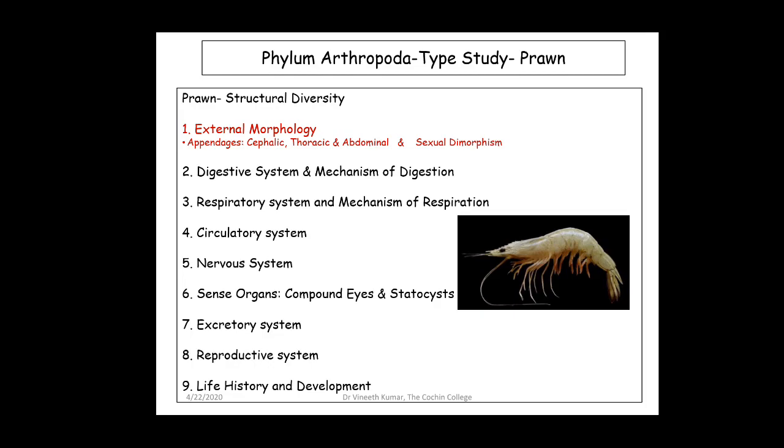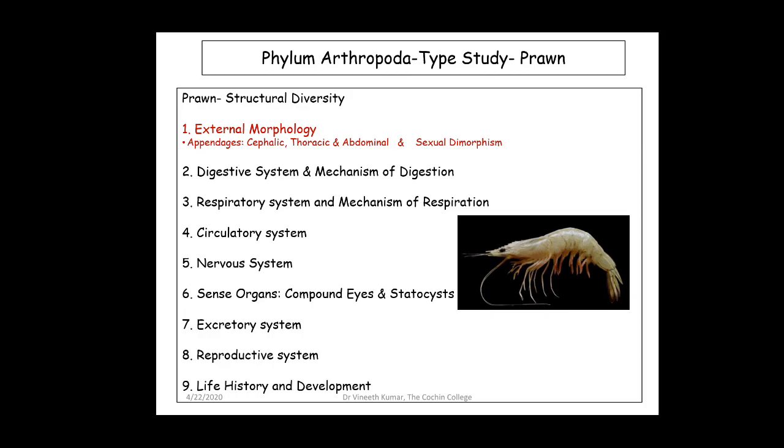This particular session deals with the type study in phylum Arthropoda, Penaeus or Prawn. In this, we'll be dealing with the structural diversity of this particular organism, Penaeus or Prawn. The session, as you see in this slide, encompasses every system present in this organism, and we'll be discussing these topics in a set of 8 videos.